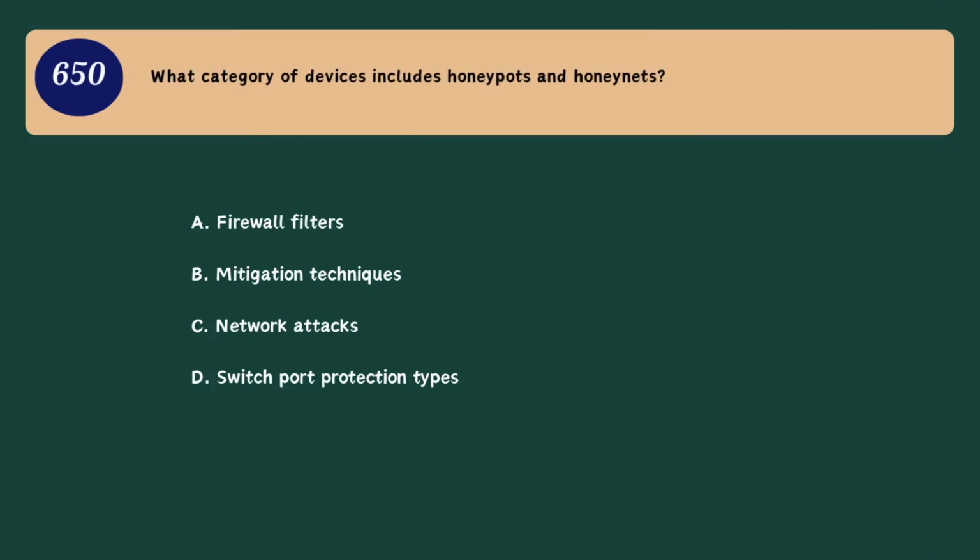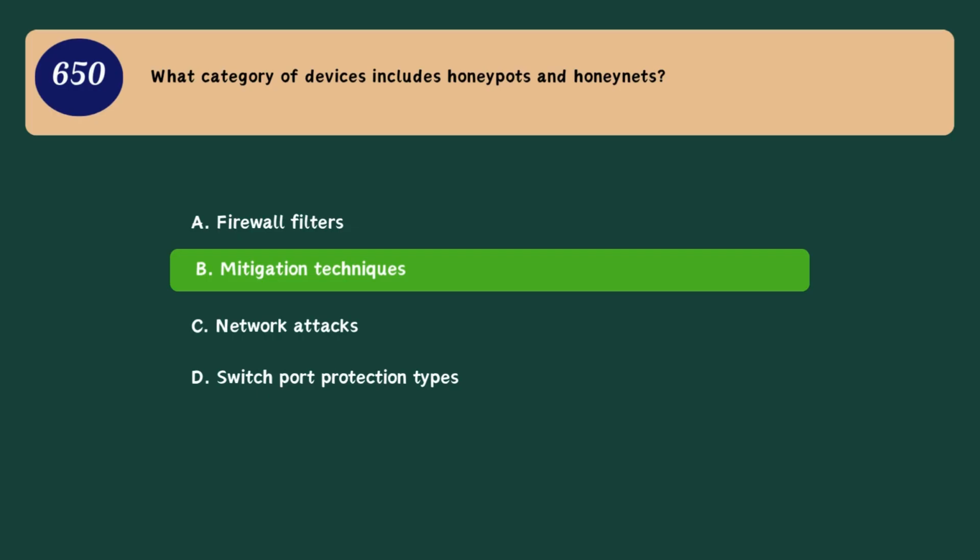Question 650. What category of devices includes honeypots and honeynets? A. Firewall filters. B. Mitigation techniques. C. Network attacks. D. Switch port protection types. Correct answer. B. Mitigation techniques.